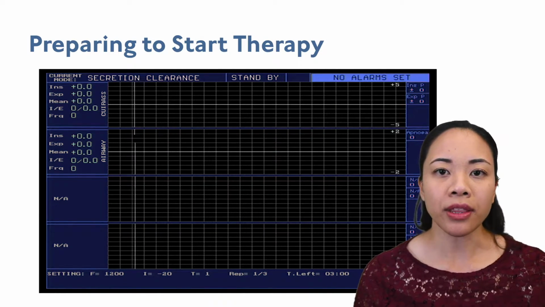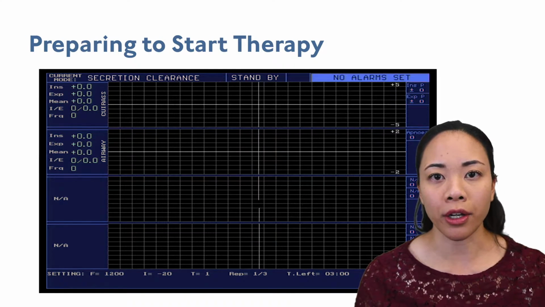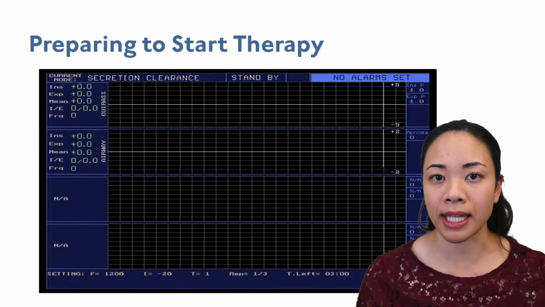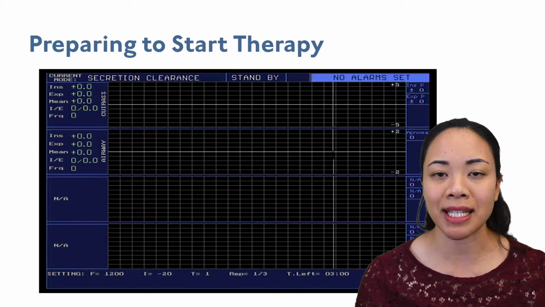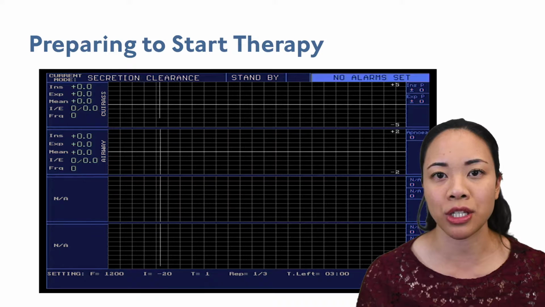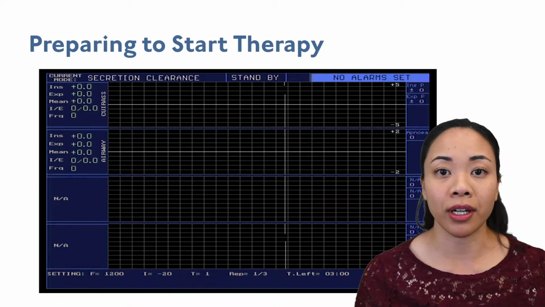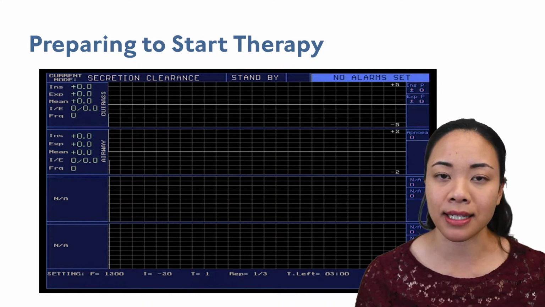First, check the current mode. What mode are you on? Are you on continuous negative? If yes, check the setting. If it is set between -10 to -15, no changes need to be made. However, if you're on another mode, let's navigate to continuous negative.